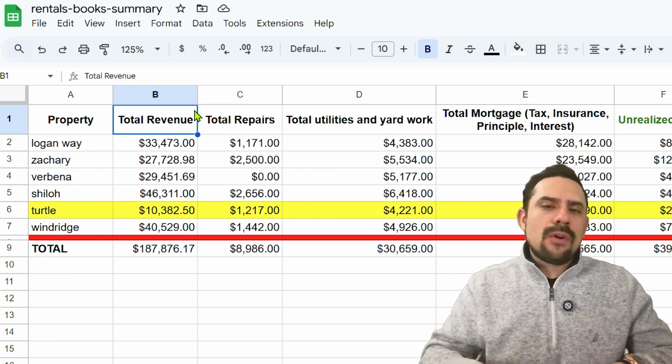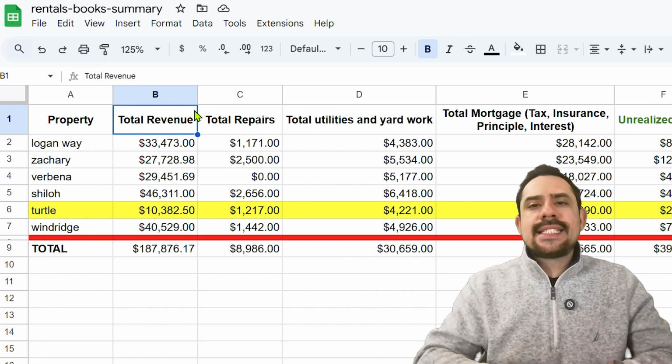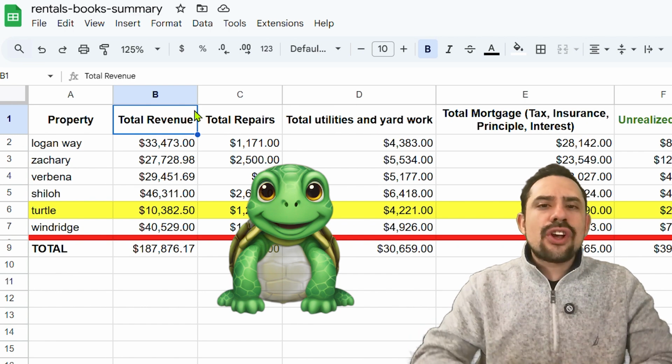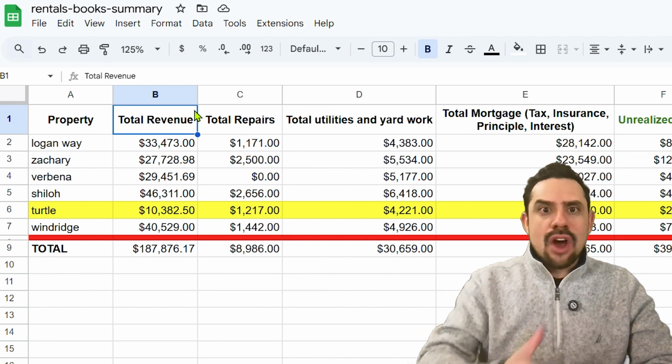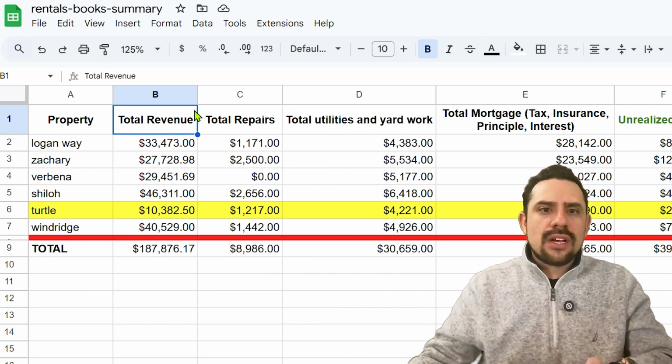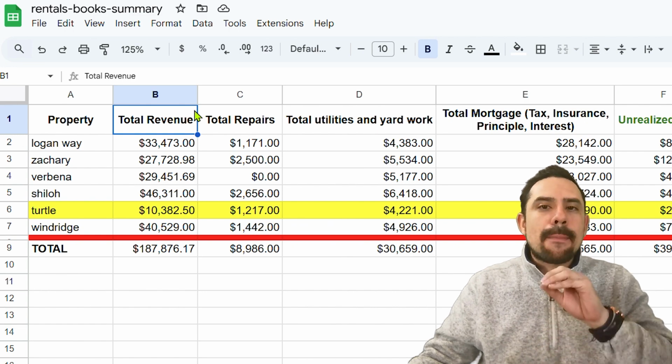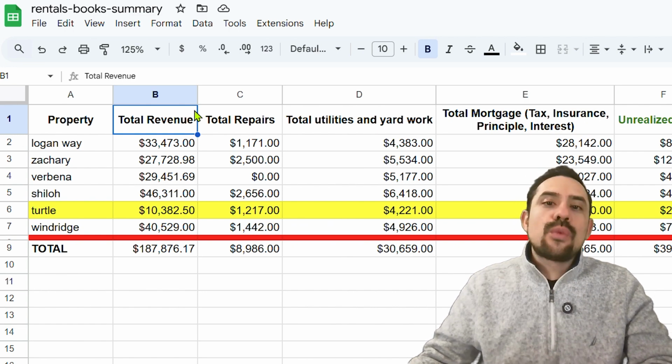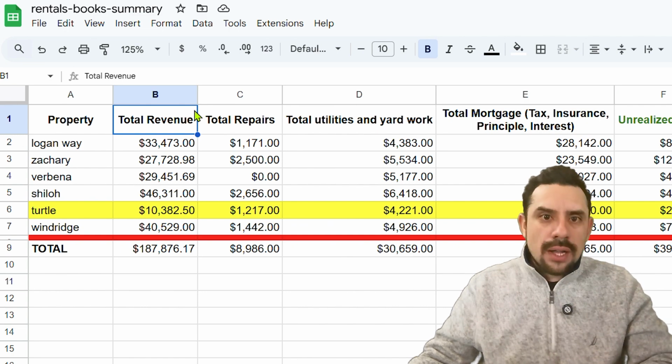One thing to note before we move forward on this file is that the turtle home is currently where I live. And although I do rent the finished in-law suite in the basement, this is my primary residence, which will impact all of these columns.